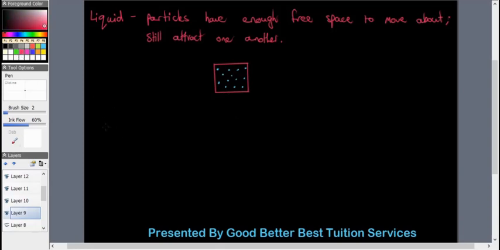Then the last phase is gas, or gases. Particles are far apart. In other words, they have a larger space or larger range to move. They are far apart, which means they can move around freely.